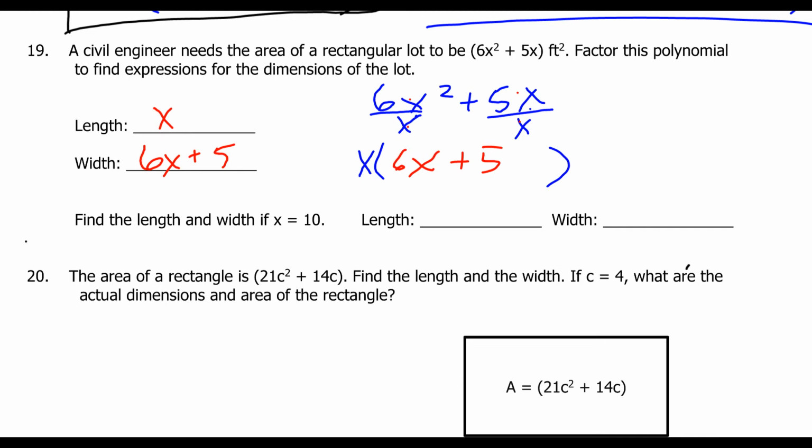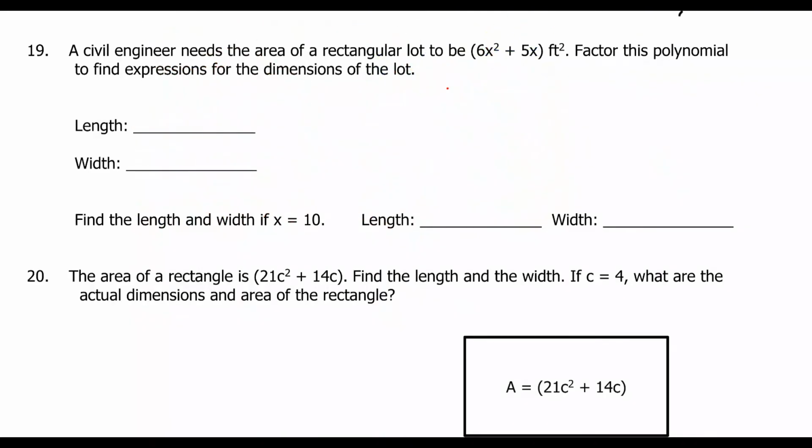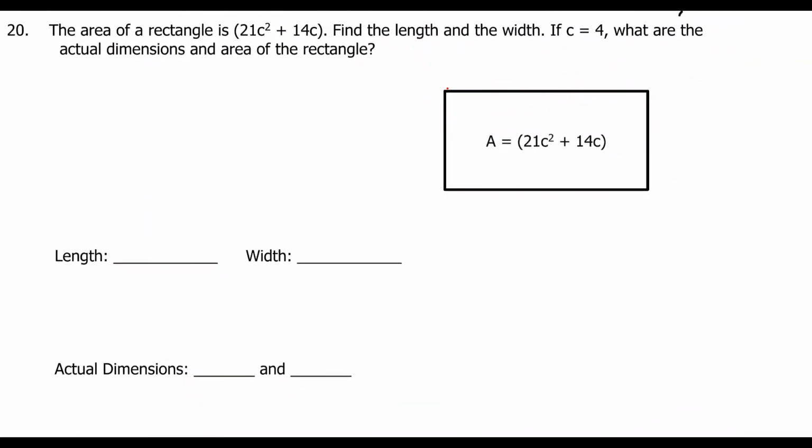No big deal. Now, it says to find the length and the width if x equals 10. So, if x is 10, we're going to put it there, and there. That means that the length would now be 10. And then we're going to go 6 times 10 plus 5, that's equal to 60 plus 5, which is equivalent to 65. So our width would be 65. And there it is. Problem finished.